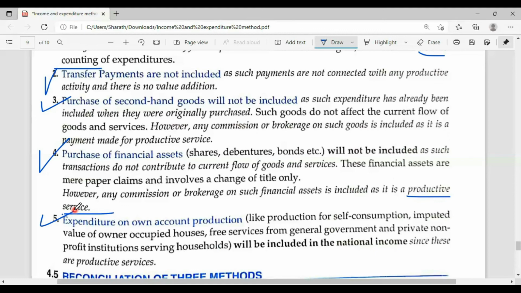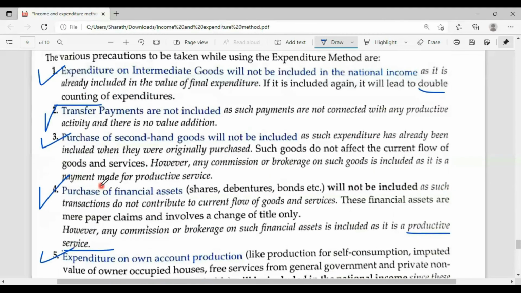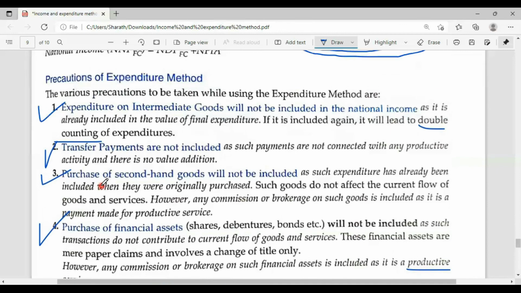Okay, so these are the five precautions to be taken into consideration while measuring national income by the expenditure method.